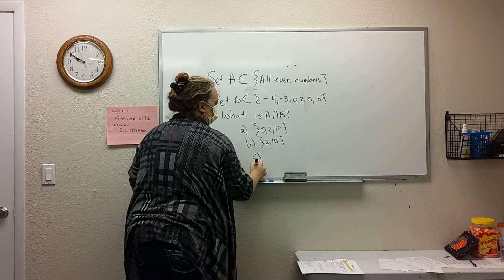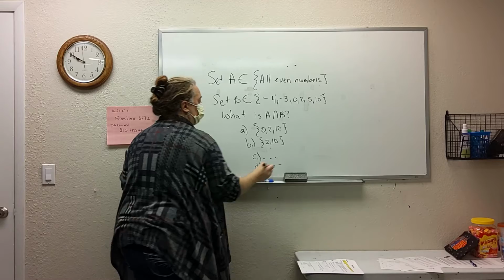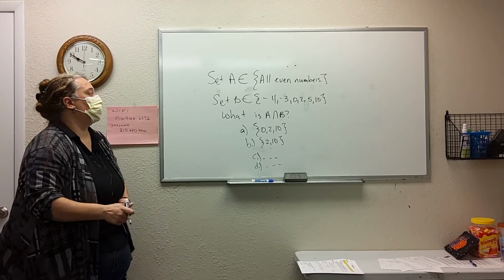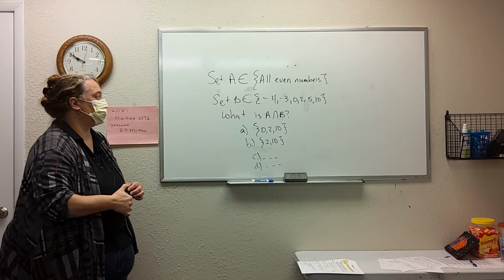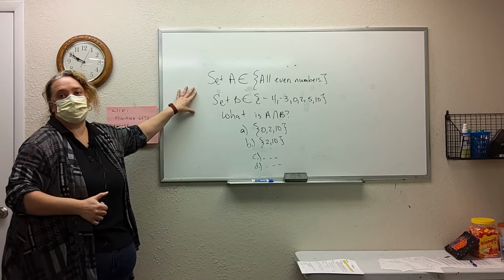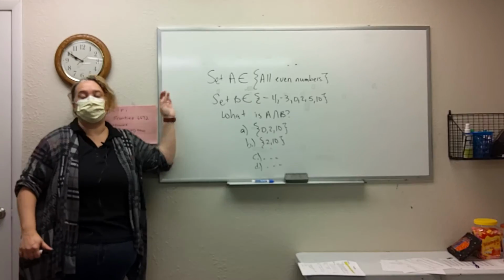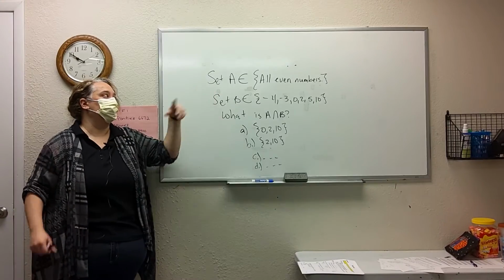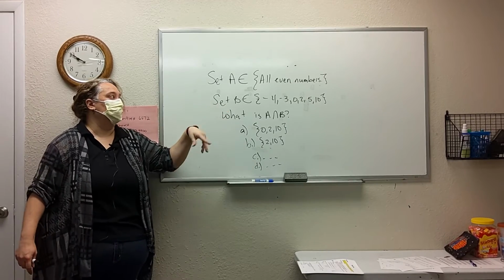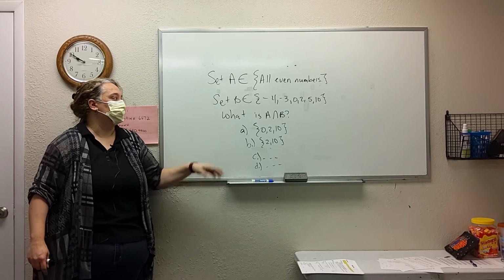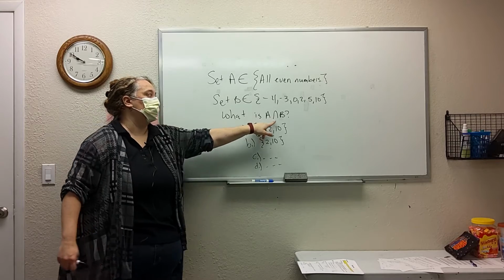And then C and D will be other stuff. That's obviously wrong. All right. So this is how they're testing zero as an even number. They're giving you set problems. They're telling you that set A is comprised of all even numbers. Set B is comprised of some random list. And then they ask, what is A intersect B?